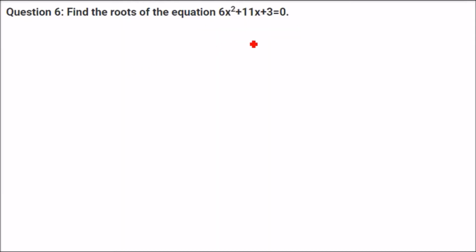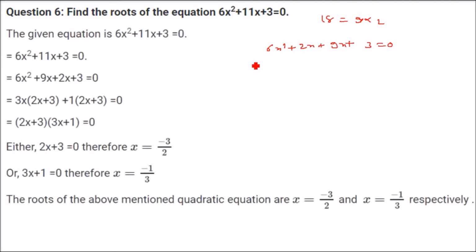Find the roots of the equation 6x square plus 11x plus 3. Now 6 into 3 is 18 and 9 into 2 is also 18. So this 6x square plus 11x can be written as 2x plus 9x plus 3 equal to 0. So what you can do here is take 2x common from here, you get 2x, and 3x plus 1. From here you can take again 3 common, 3x plus 1. So now 3x plus 1 and this will be 2x plus 3.